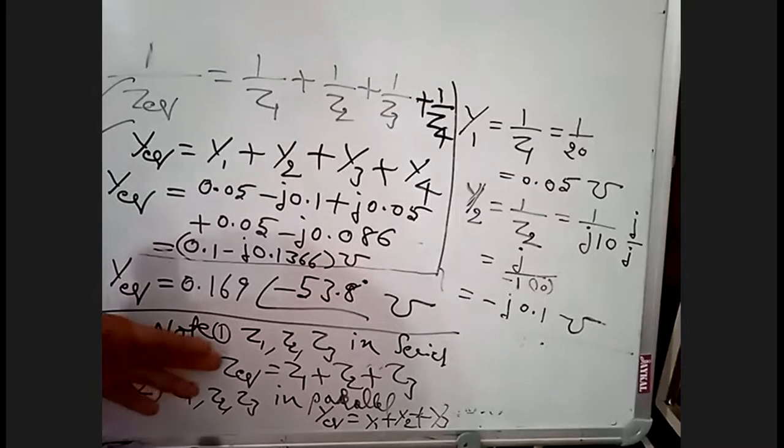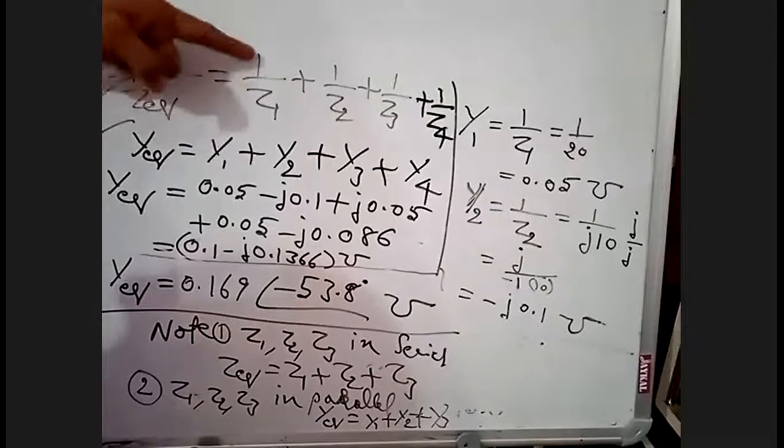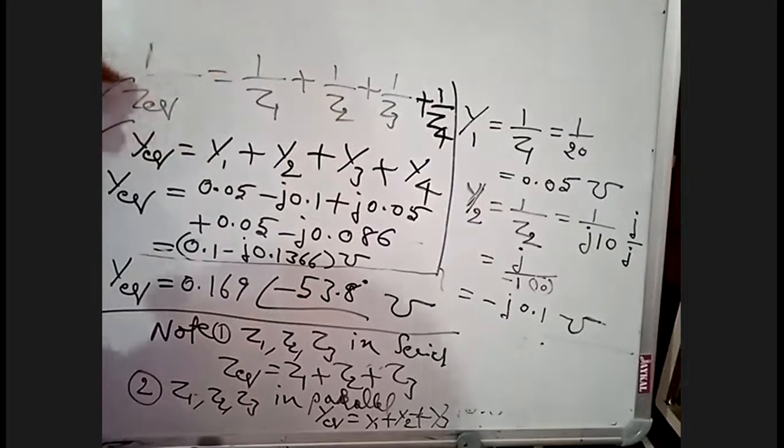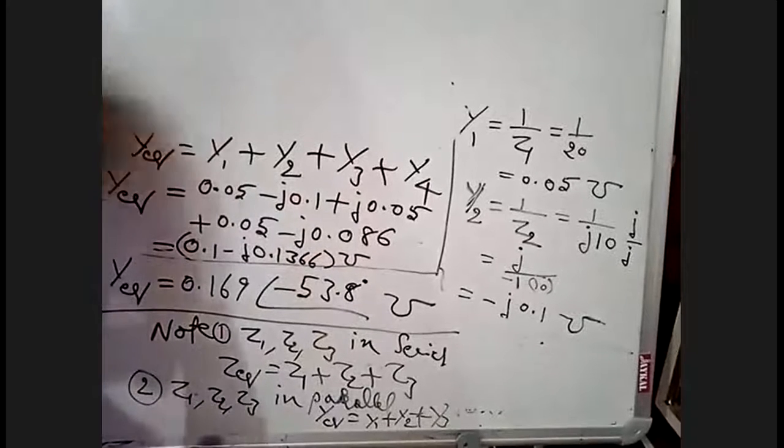Otherwise, you can do it using impedance also. How will we do it? You have to take 1 by Z1, 1 by Z2, like this. Instead of going for this, it is easy to add the admittances in parallel. In series, impedances will be added. In parallel, admittances will be added. That is the difference. Now, what is he asking in the problem?